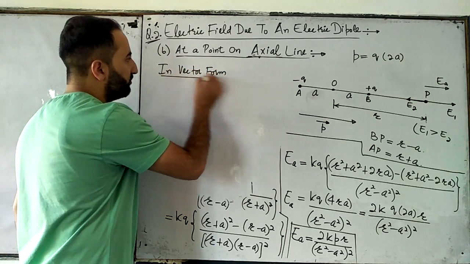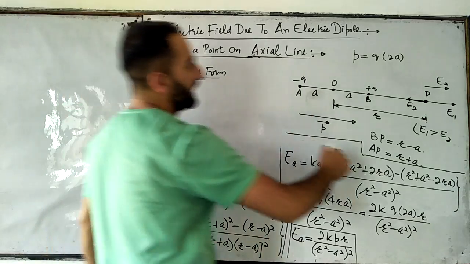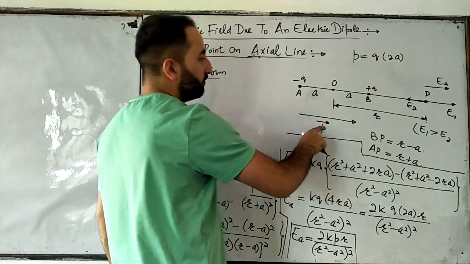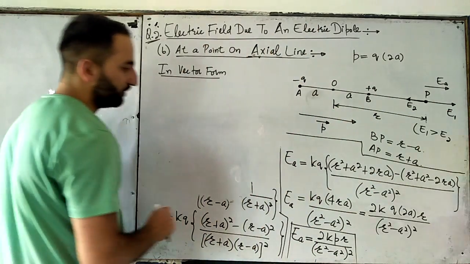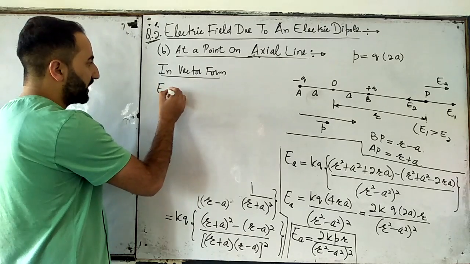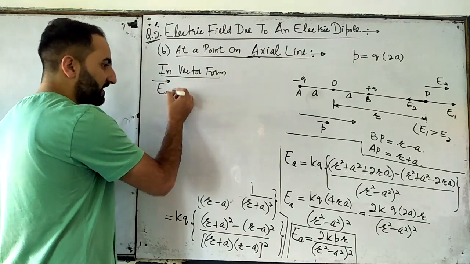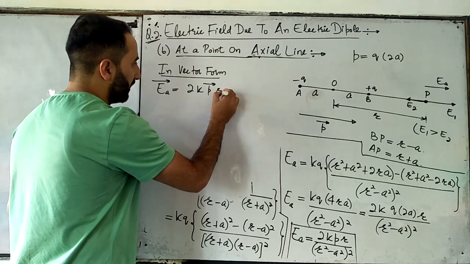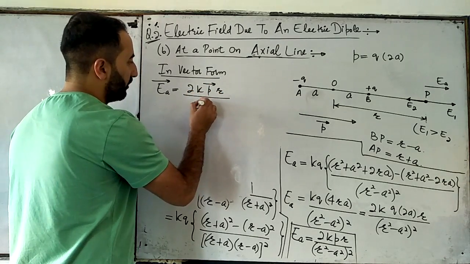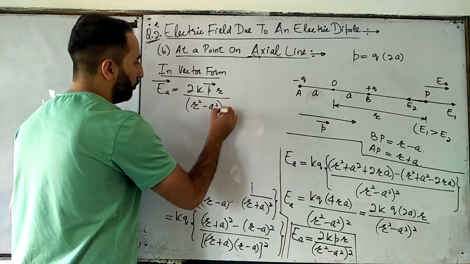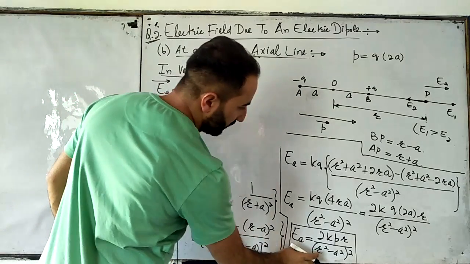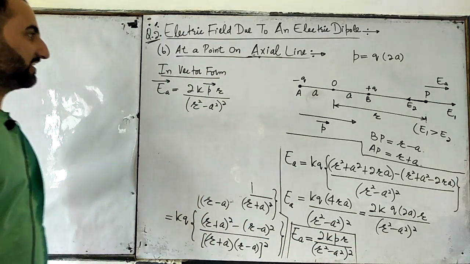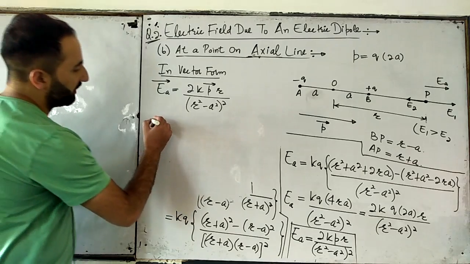In vector form, you see that the net electric field is towards right, dipole moment towards right, hence they are parallel to each other. Hence the net electrostatic field on the axial line is equal to 2 multiplied by k into p vector multiplied by r divided by r square minus a square whole square. ठीक है ना बेटा? This one simply I replace this p by p vector. Clear?